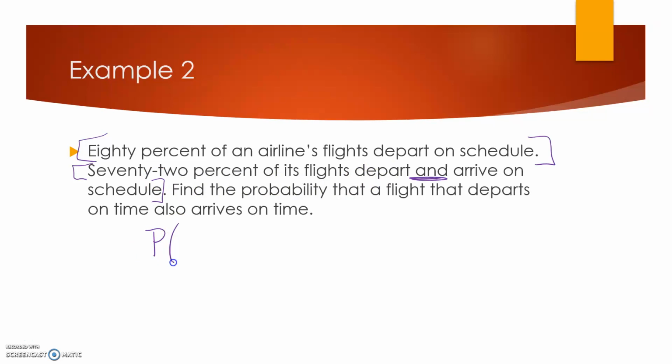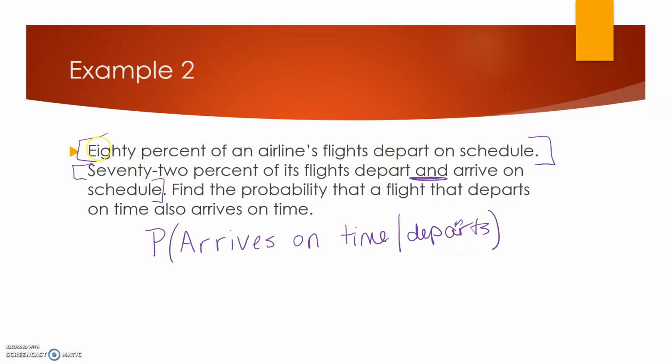So they're asking us, what's the probability that a flight arrives on time given that it departs on time? Guys, they're not going to tell us every single time in these words. They're not going to say, find the probability that it arrives on time given that it departs. I said arrives, I meant departs, sorry.